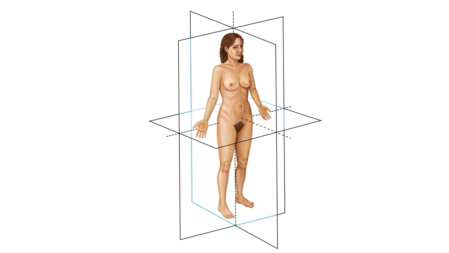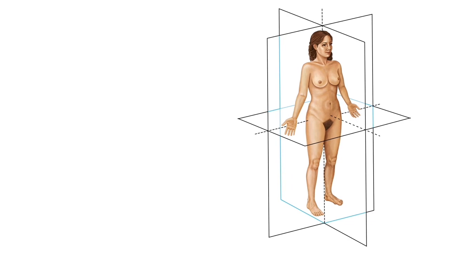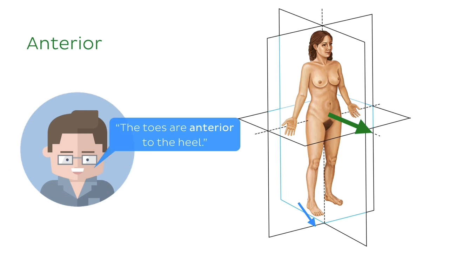So let's dive into the bones of this tutorial and talk about some general directional terms, which help us to compare the location of one body part in relation to another. So coming back to our lovely model here, the first directional term we're going to be talking about is anterior. And as you can see in the illustration, anterior indicates that the structure or body part in question is in front of something else. For example, in this image, you can see that the toes are in front of the heel. Therefore, you could say the toes are anterior to the heel.